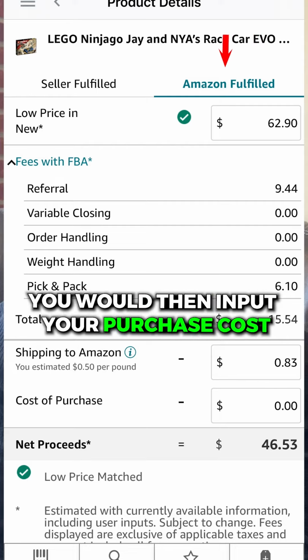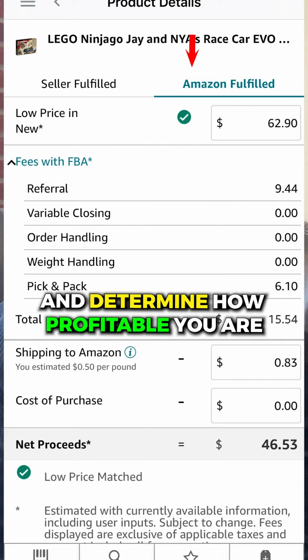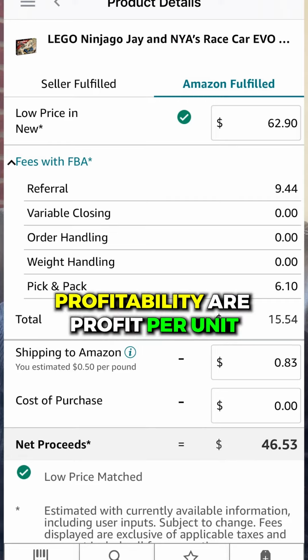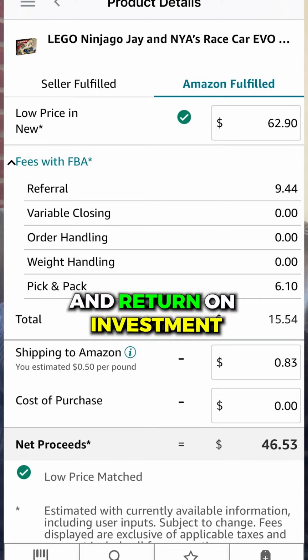You would then input your purchase cost and determine how profitable you are. The key metrics you want to look at for profitability are profit per unit and return on investment.